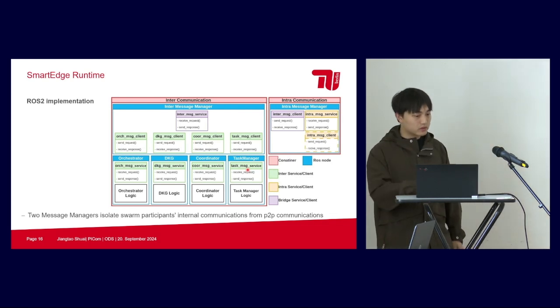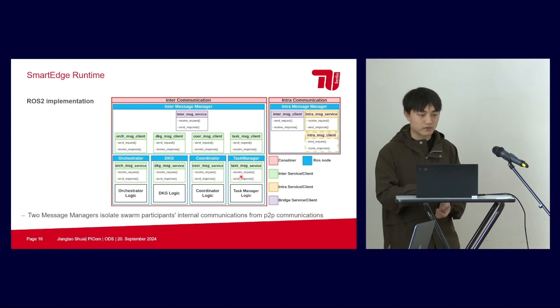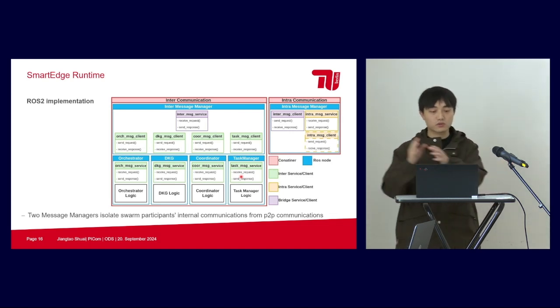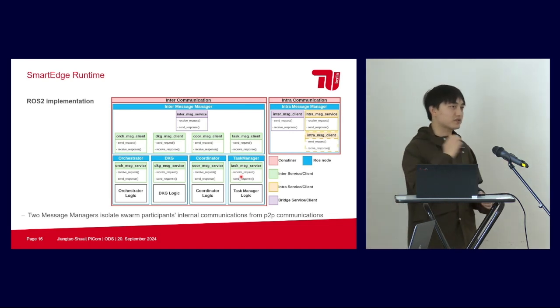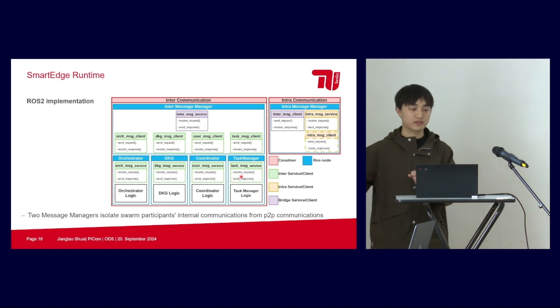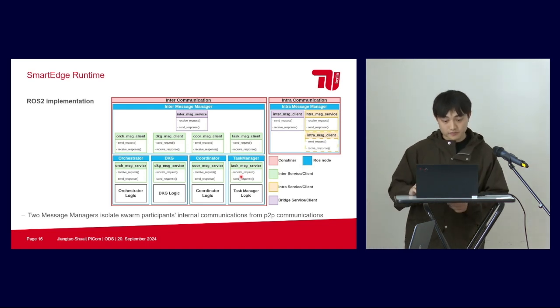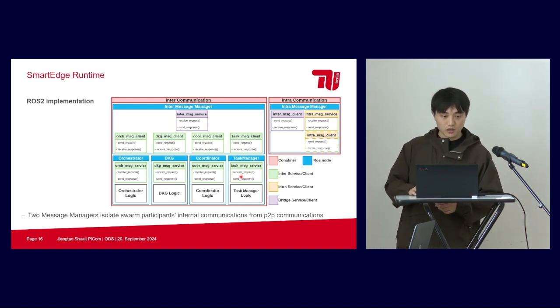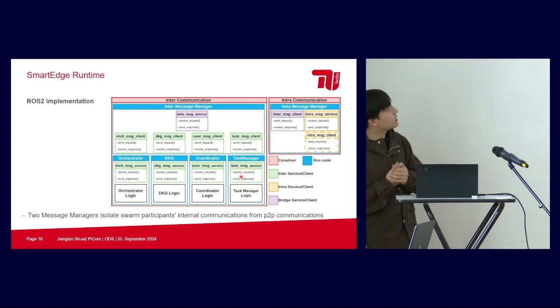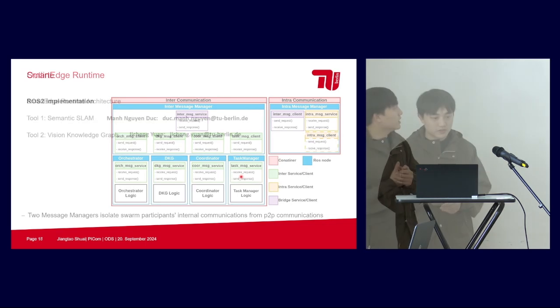Every time the task manager wants to run a new primitive, it will create a new Docker container. It will handle the information, generate a new Dockerfile, use Docker to build the image and the container based on this Dockerfile, and run the primitive inside a new Docker container. And when we want to stop that, we just delete that Docker container. Then everything is deleted and stopped. Okay, this is the ROS2 implementation of the SmartEdge runtime.